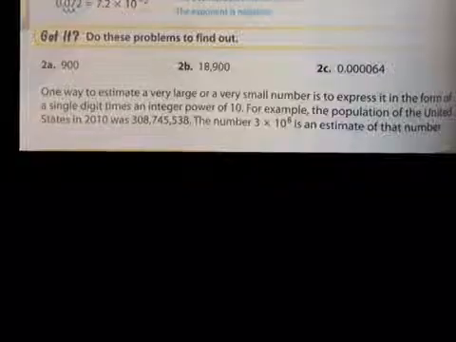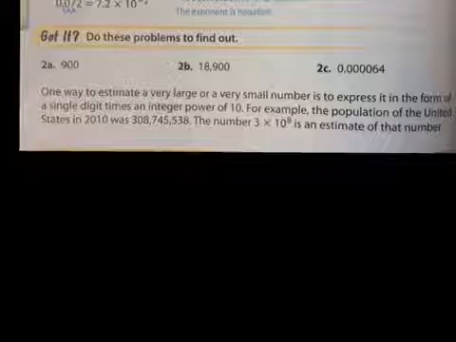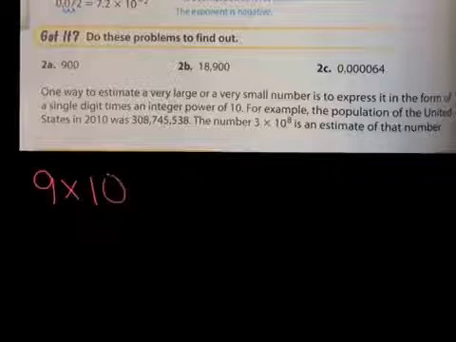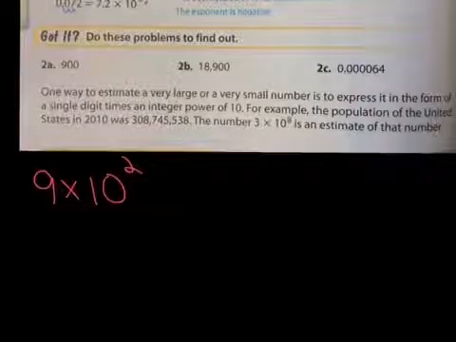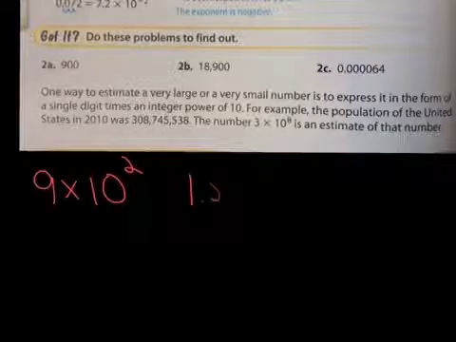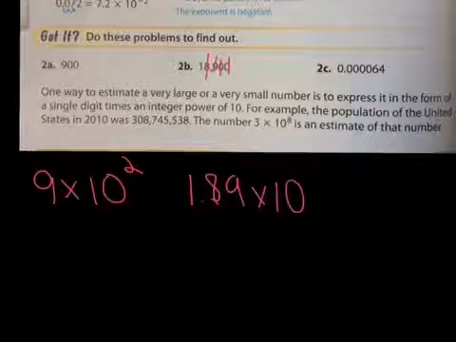Okay? Okay, so go ahead and try 2A, 2B, 2C. Pause the video now and then check to see that you did it correctly. Pause now. So 2A, we have 9 times 10 to the power of 2, right? Here we have 1.89, and how many numbers? 1, 2, 3, 4, times 10 to the power of 4.